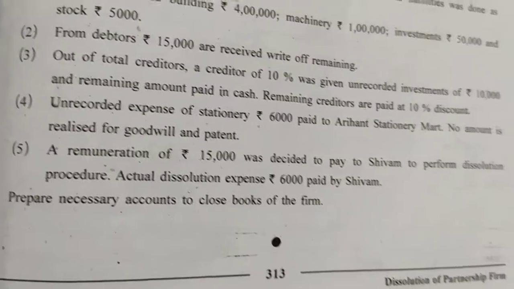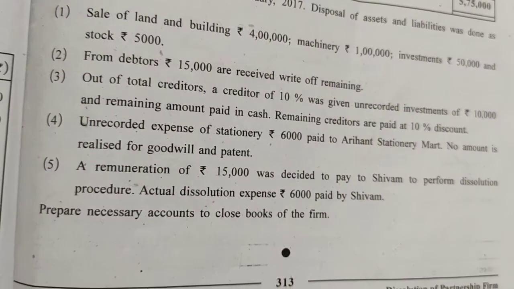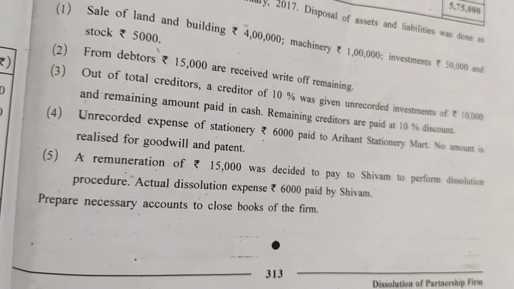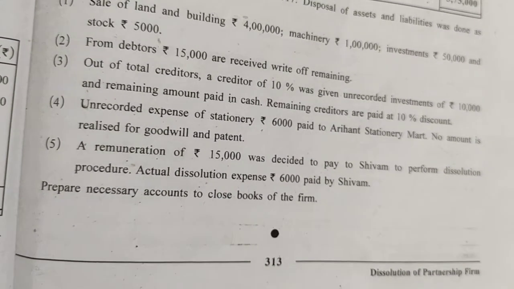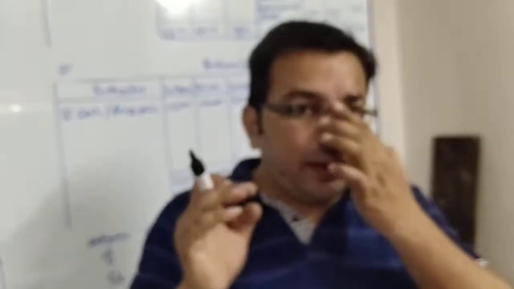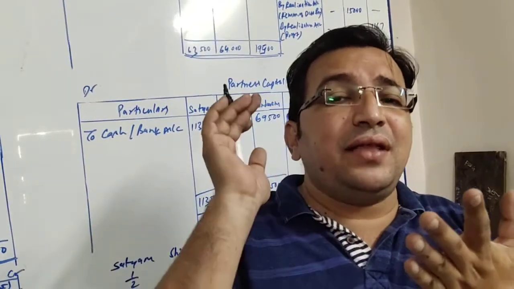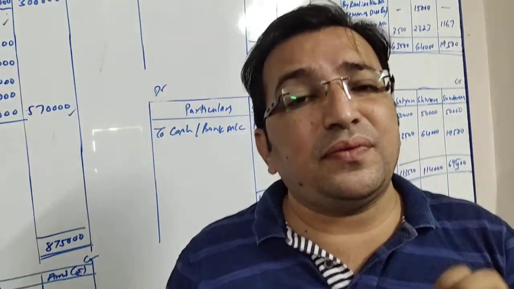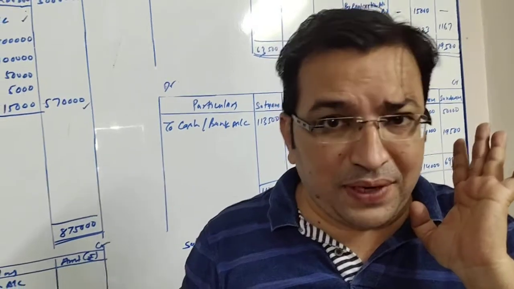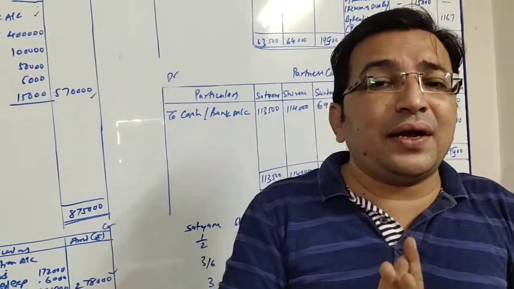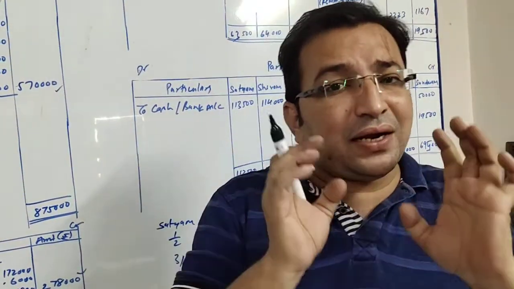Let us follow the last adjustment. The last information says a remuneration of rupees 15,000 was decided to pay to Shivam to perform dissolution procedure. Actual dissolution expenses rupees 6,000 paid by Shivam. Here they want to tell us that Shivam has accepted to deal with dissolution process for the remuneration of rupees 15,000.